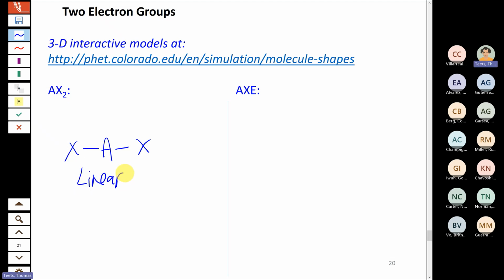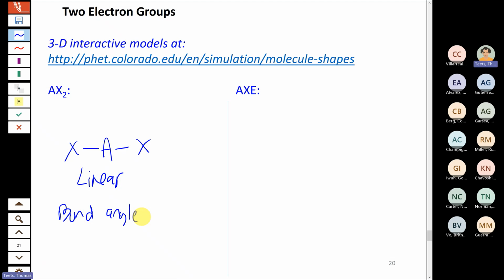linear for both the electron group arrangement, because there's only two atoms, and for the geometry. So when we have no lone pairs in the center atom, the electron group arrangement and the geometry are the same. Okay, so that's going to be linear for both, and the bond angle in this case would be 180 degrees.